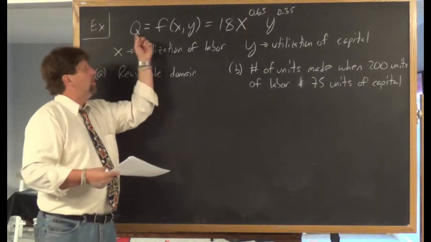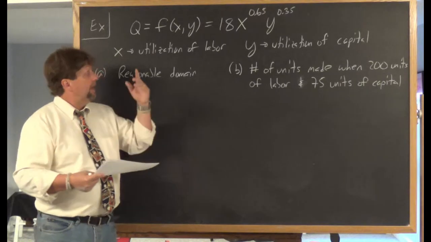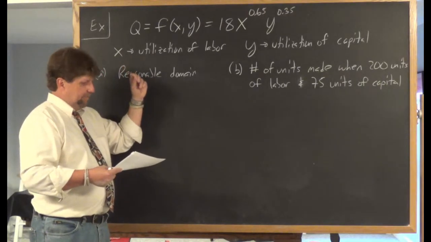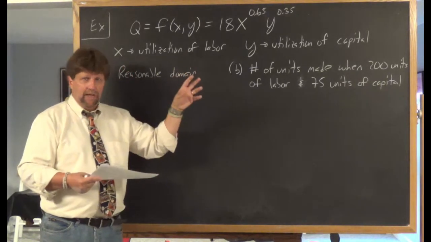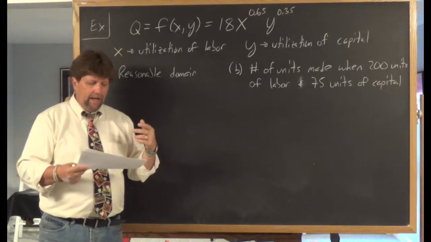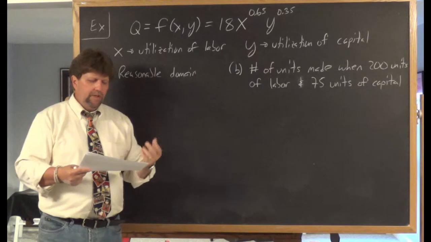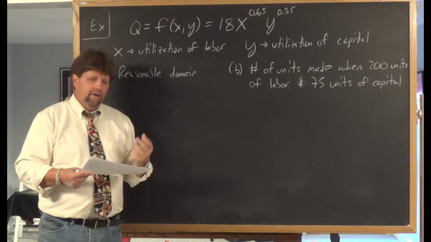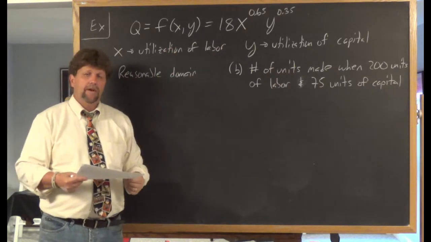Remember, Q is the quantity that's made, x was utilization of labor, and y is utilization of capital. And part A is just: what is the reasonable domain for this function of two variables?